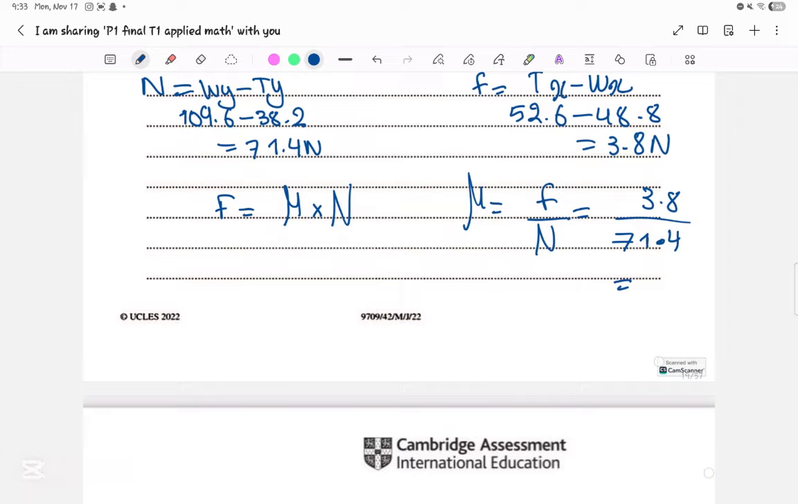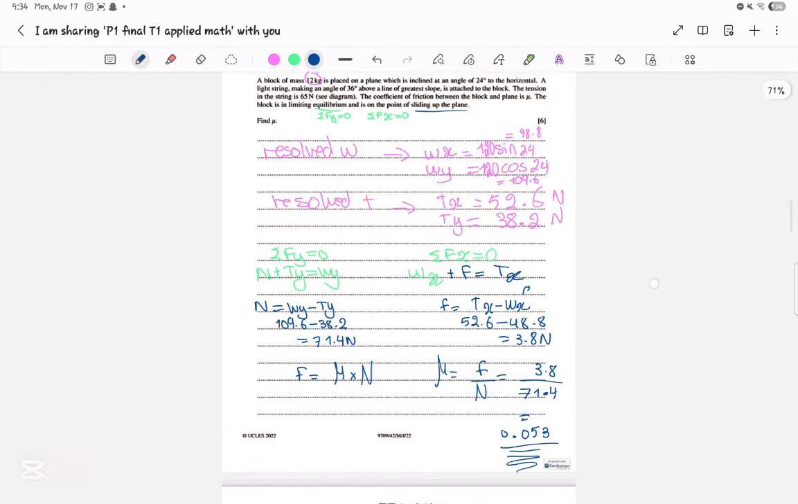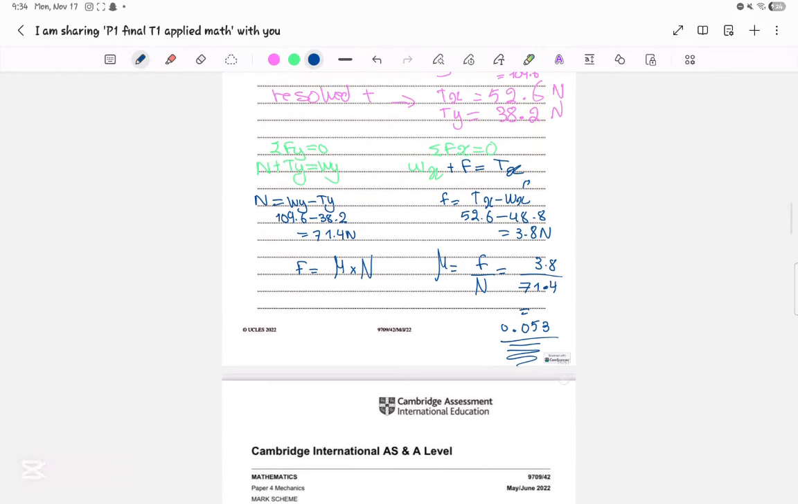Which is 0.0532. Now I got a bigger value than the answer, so let me put it as 0.053, because I used approximate values. I didn't use the exact values of sine and cosine. You guys should do it in the exam. I just did it like this right now so we can save time, okay? So that's it for question number 3.